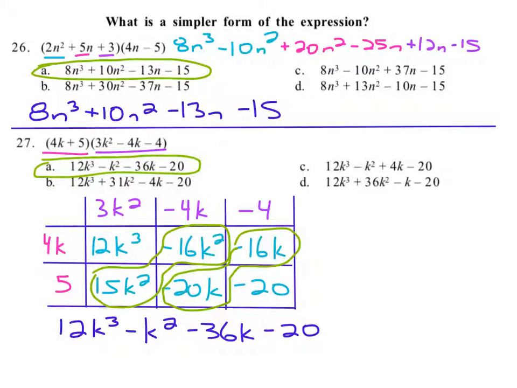So you can do it either way. You can kind of FOIL-ish. It's not really FOIL because it's not two binomials, but you can do this times that, that times that, and so on for each pair. Or you can write it as a table or whatever method you prefer. But I just wanted to show you both ways so you can choose your favorite.